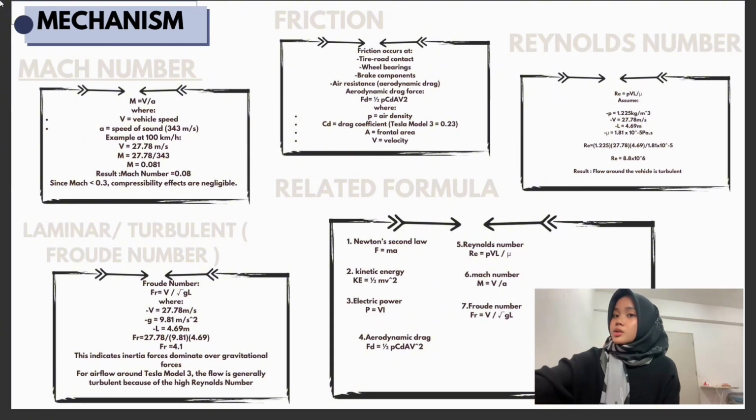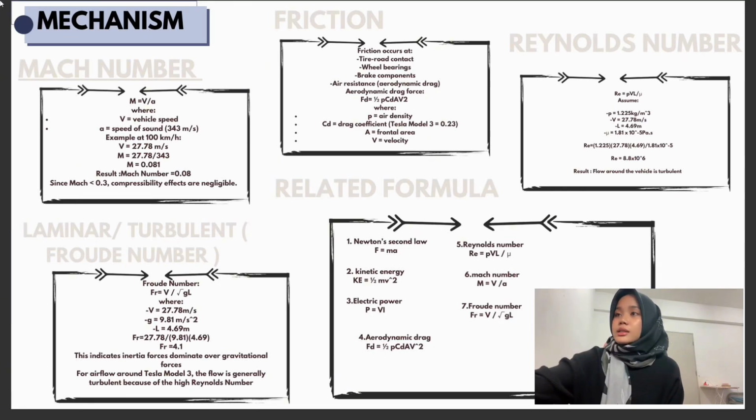For laminar or turbulent flow analysis, we can also use the Froude number. The formula is Fr equals V over the square root of gL. The calculated Froude number for the Tesla Model 3 is approximately 4.1. This indicates that inertial force dominates over gravitational force during vehicle motion. Combined with the high Reynolds number, the airflow around the vehicle is classified as turbulent.